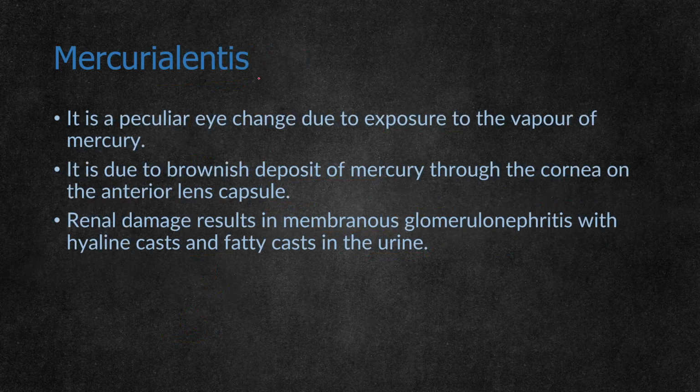The next form of chronic mercury poisoning is mercurialentis. It is seen in the eye. Macular eye changes are seen due to exposure to vapors of mercury. It is due to chronic deposit of mercury through the cornea on the anterior lens capsule. There may also be renal damage resulting in membranous glomerulonephritis with saline cast and fatty cast in the urine.